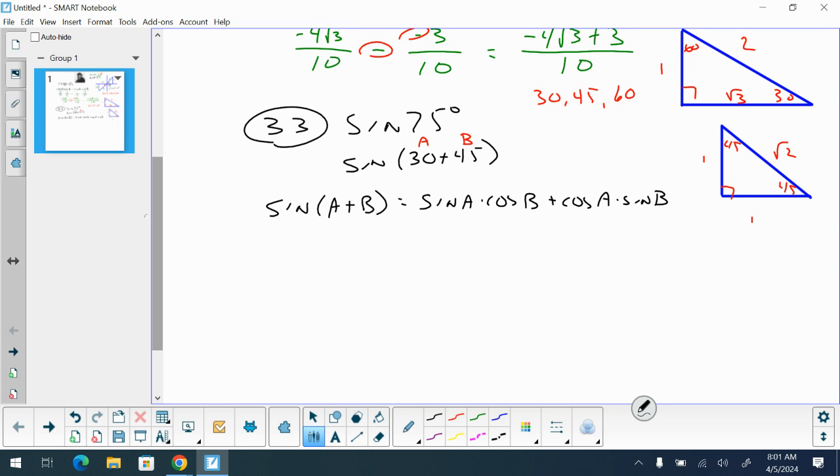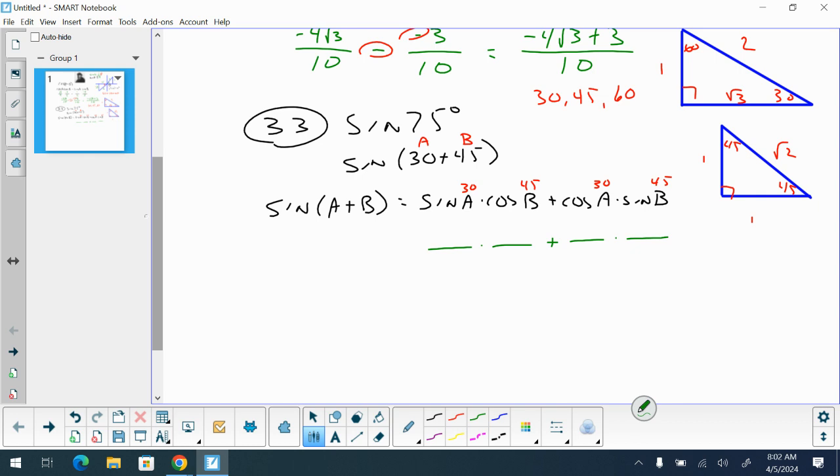So we should have sine A cosine B plus cosine A sine B. Now, your A is your 30, your B is your 45. So I usually typically just write them above. And now you go to your triangles again. You find your four ratios from your triangles. What is the sine of A? What is the cosine of B?